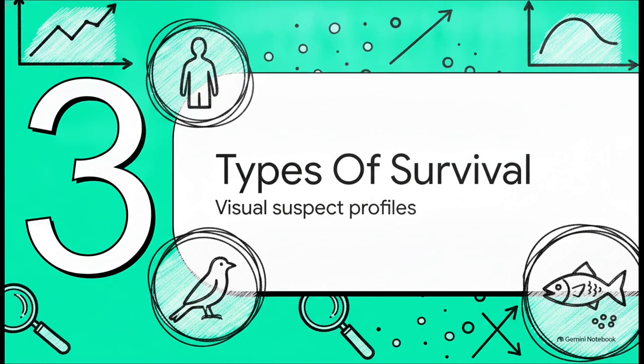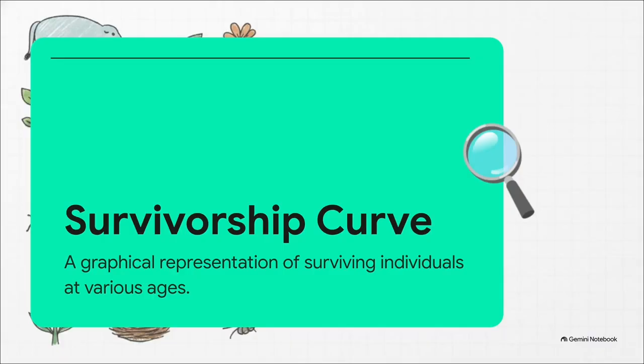Section 3. 3 types of survival, or what we can call our visual suspect profiles. Okay, so when ecologists take the data from a life table and plot it, they create what's known as a survivorship curve. Now notice that it's almost always plotted on a log scale. You might be wondering, why a log scale? Well, it's because ecologists really want to examine the rate of change over time, not just the absolute numbers of animals. Using a log scale ensures that whether we start with 100 individuals or a massive group of 1,000, the rate of survival can be easily and accurately compared right alongside other species.